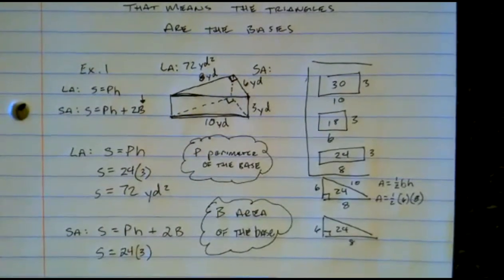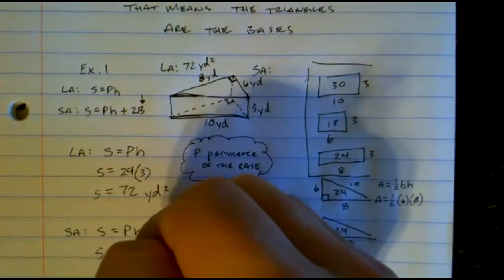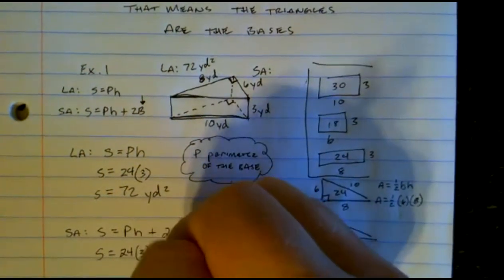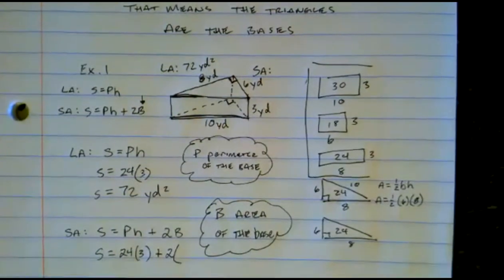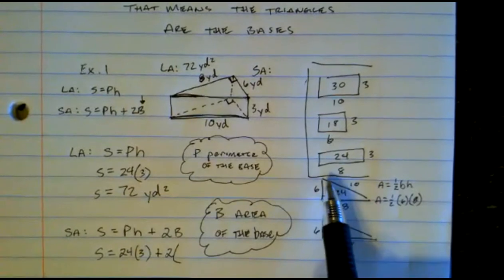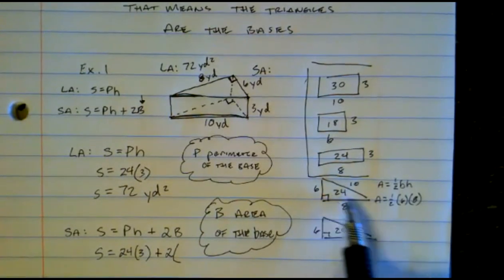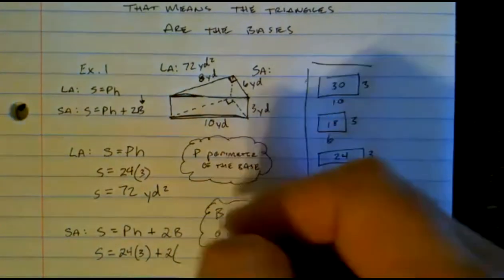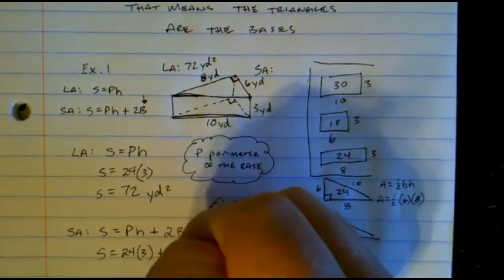That would be it. 24 is the perimeter of the base. The capital P doesn't change. And the height of the prism is 3. So we've got that part, and then we're going to add to that 2 times whatever the area of one of my bases is. And I've already figured that out over here. We figured out the area of the triangular base here is 24. So I would put 24.